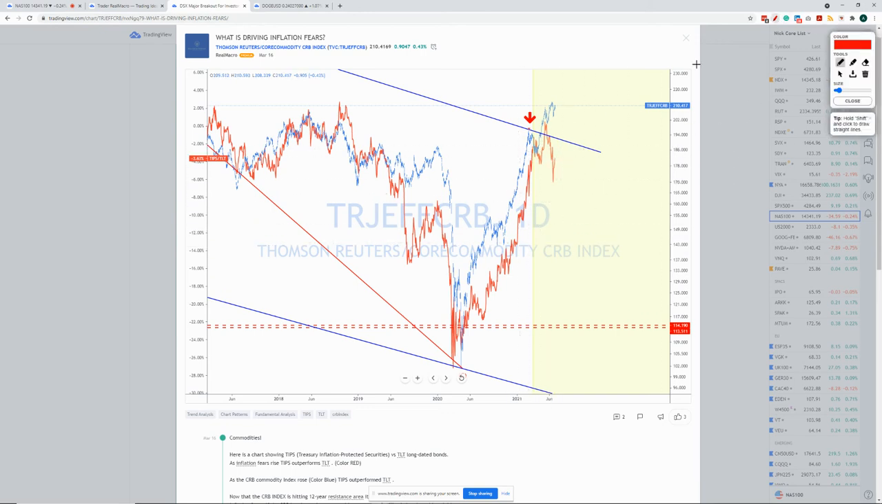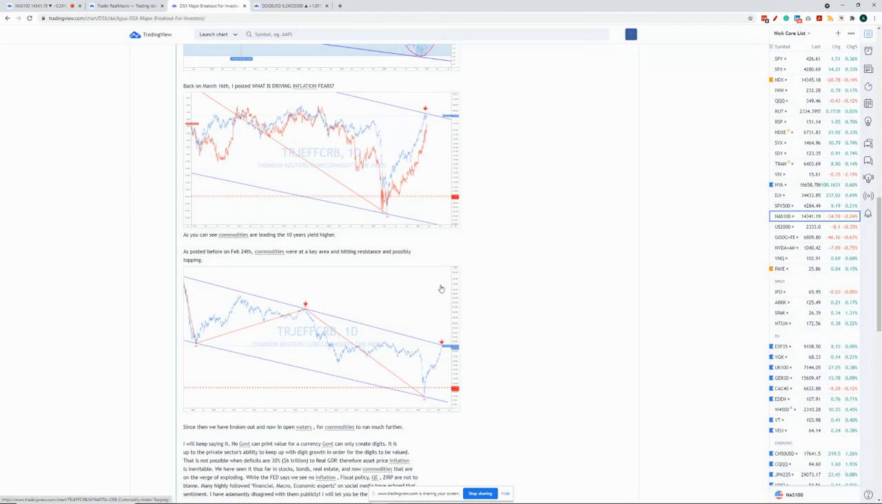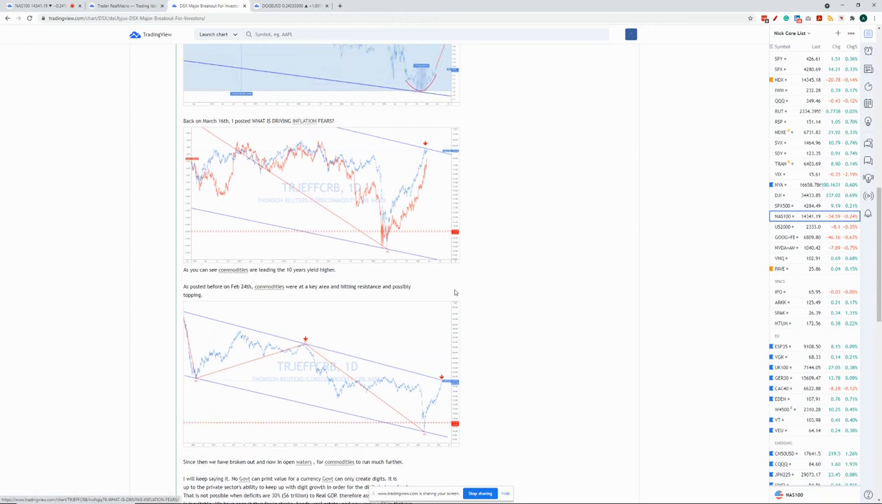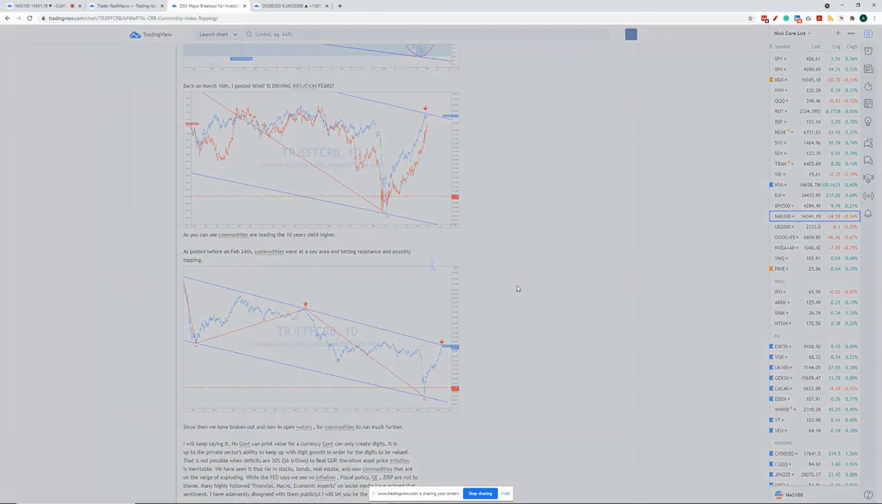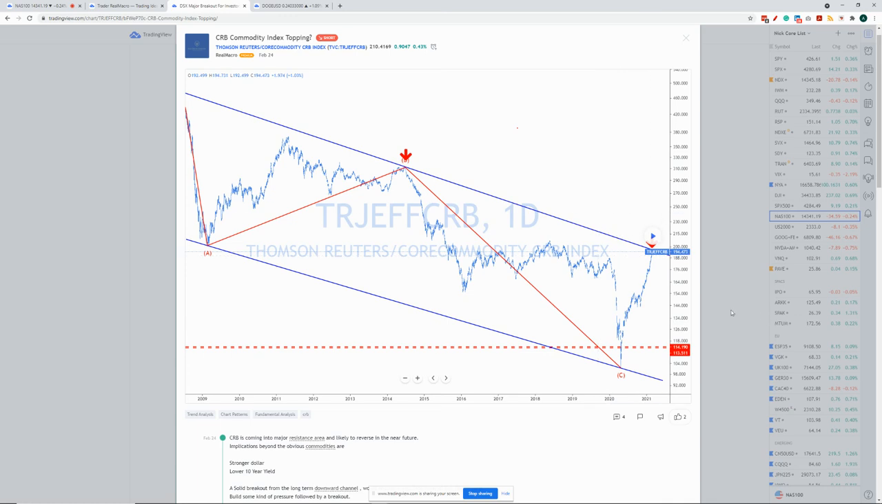Or you're going to see the CRB index start to roll over. That could also happen. But till then, this is going to be very bullish for stocks. I mean, for Diana Shipping.